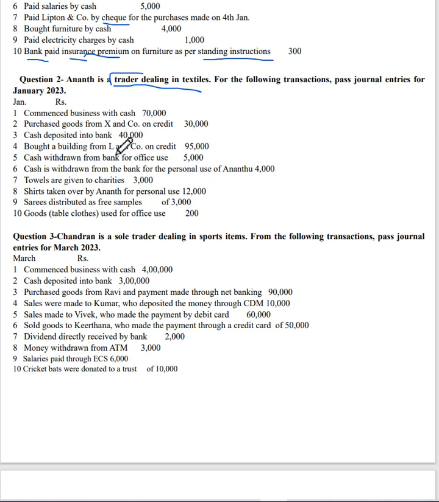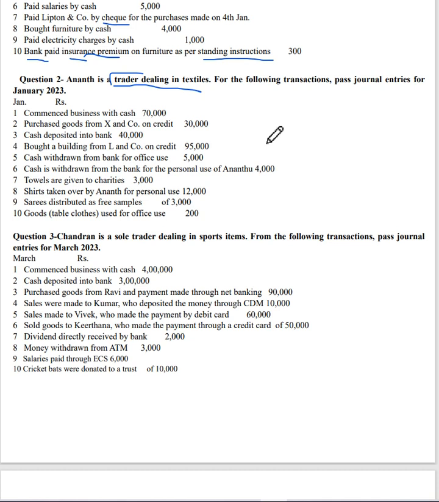You think of that. Next, bought a building from L and company on credit. So here again the creditors are increasing because a building has been purchased on credit. So here liability is increasing and your building, which is an asset, is also increasing. The two accounts here are the building account and the L and company account. Which is to be debited and which is to be credited, you think.